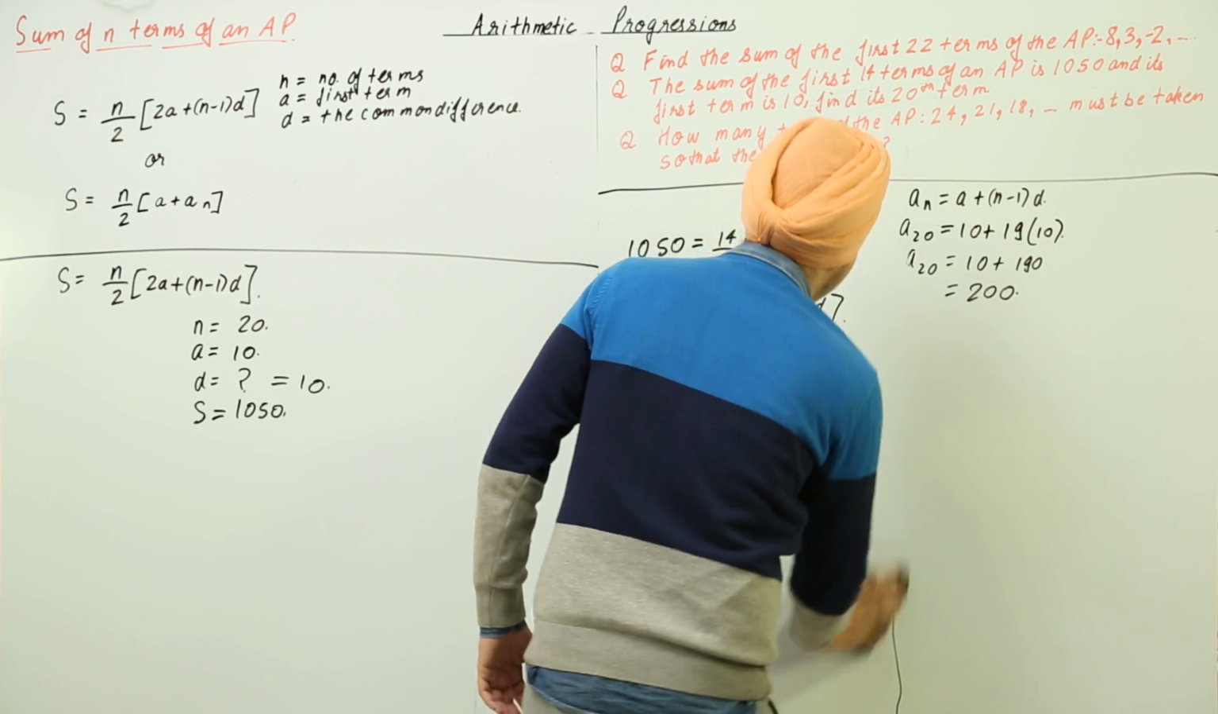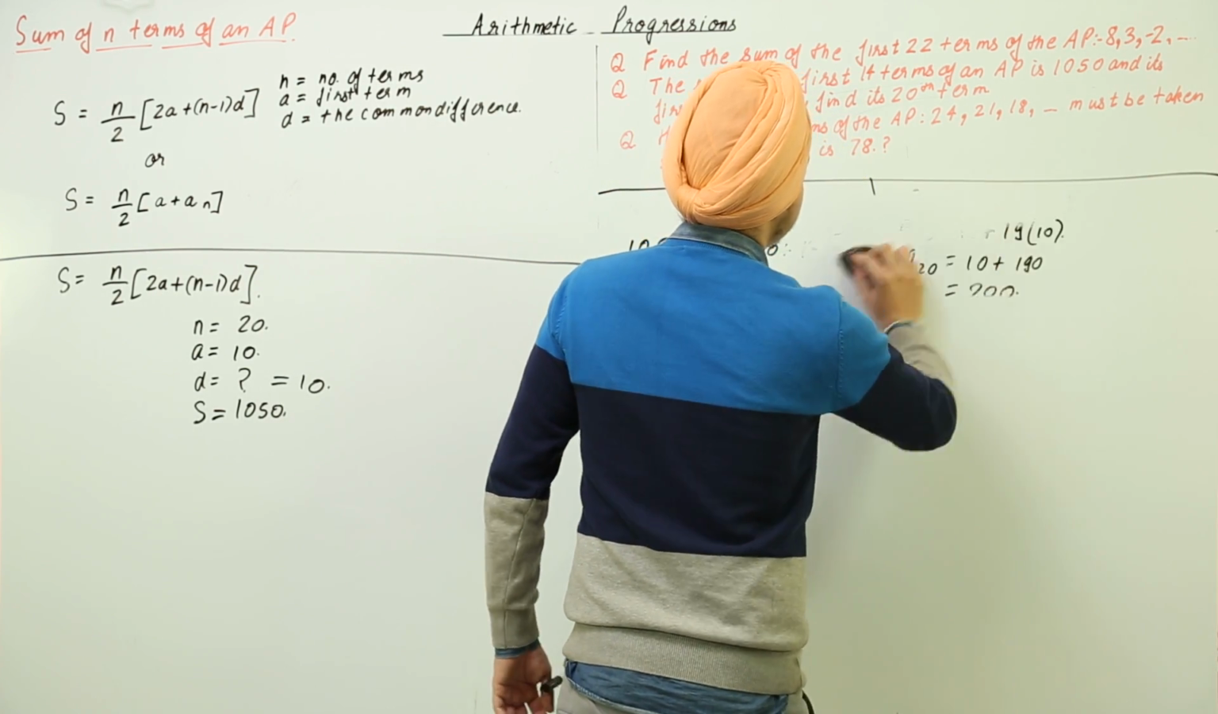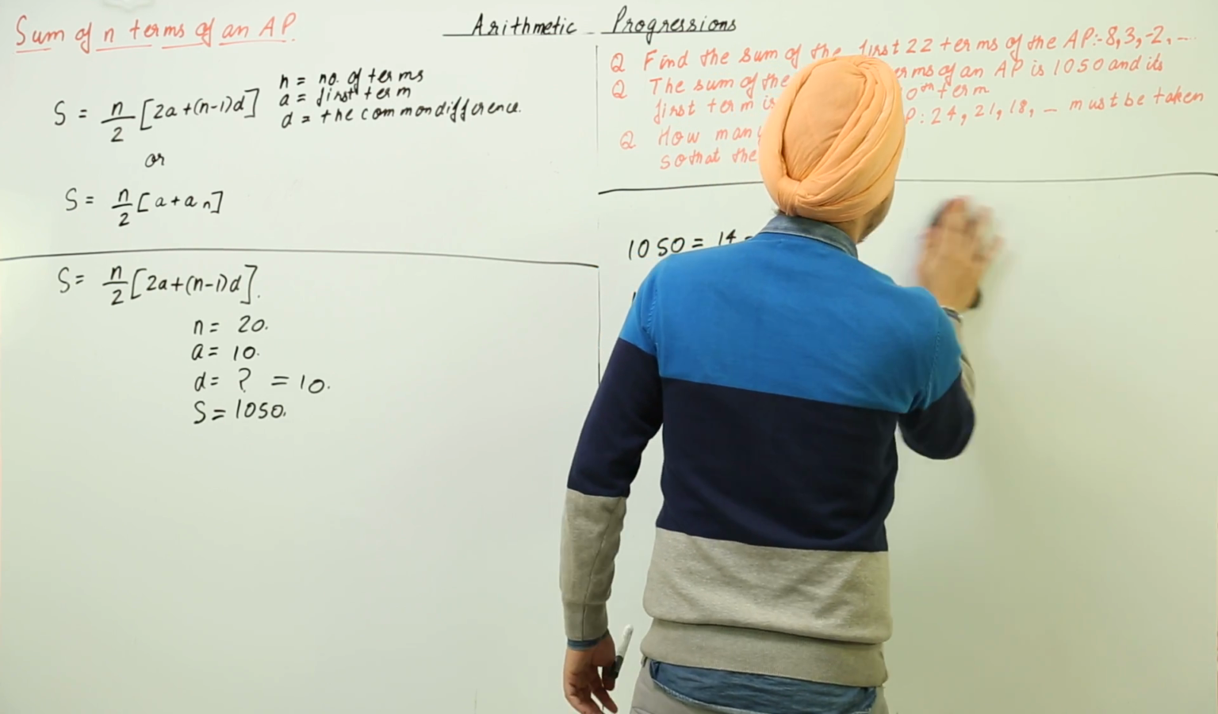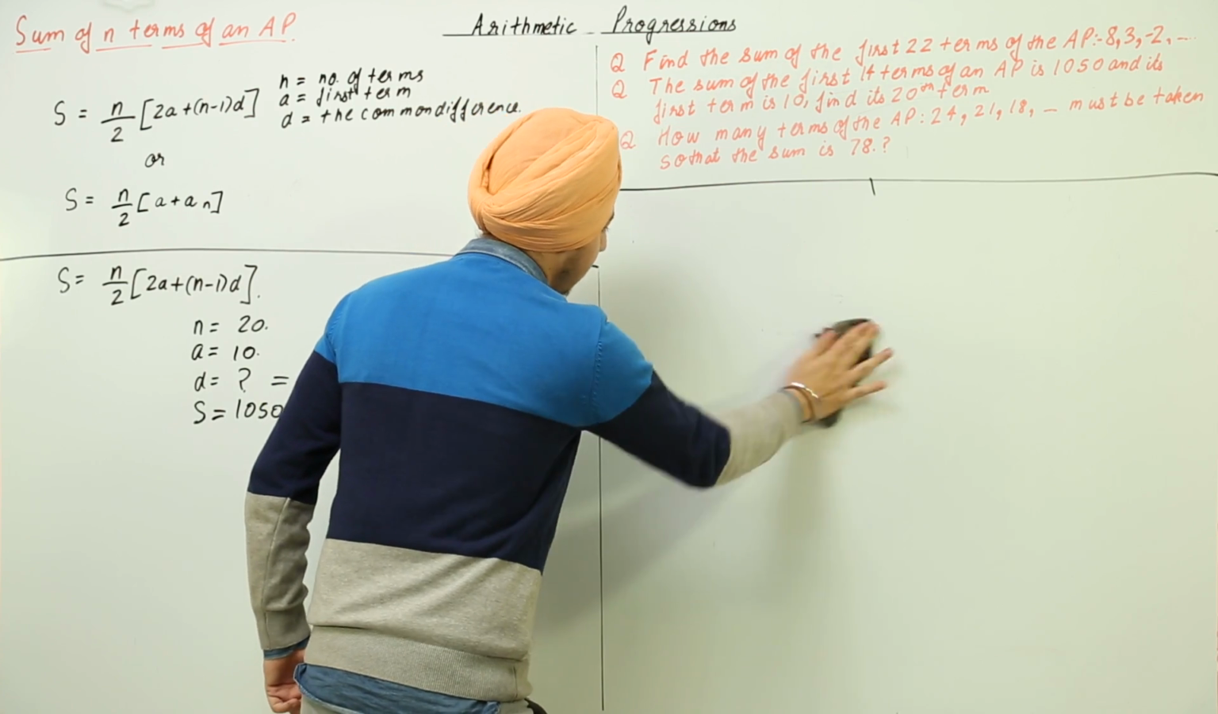So the next we have is: how many terms of an AP 24, 21, 18 must be taken so that the sum is 78?